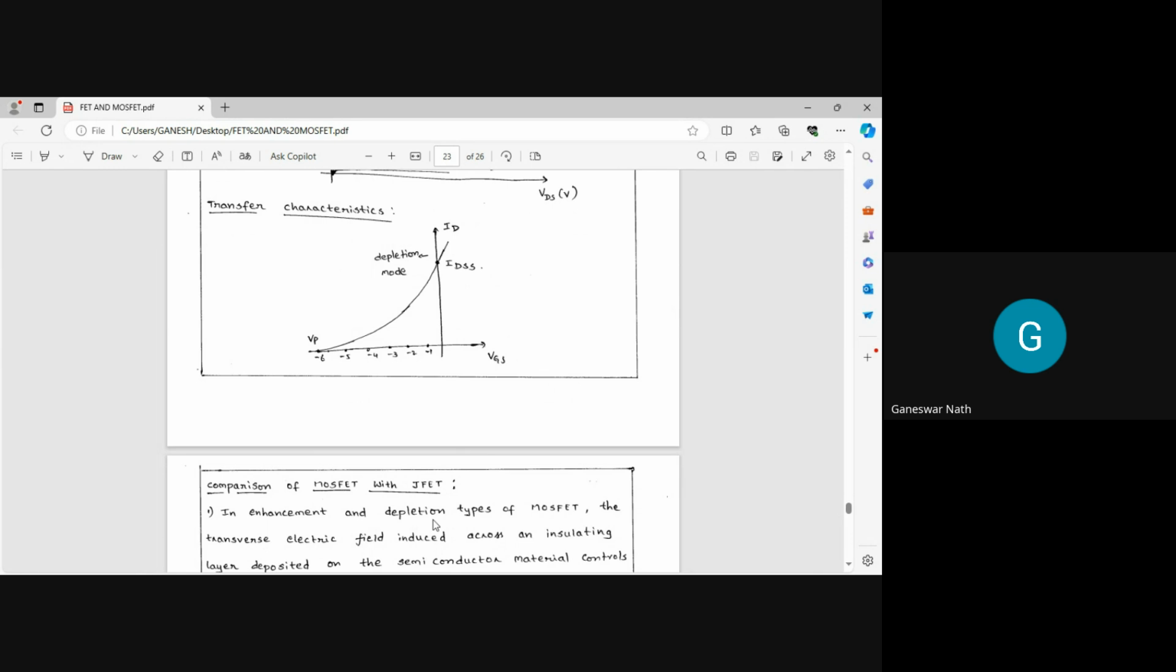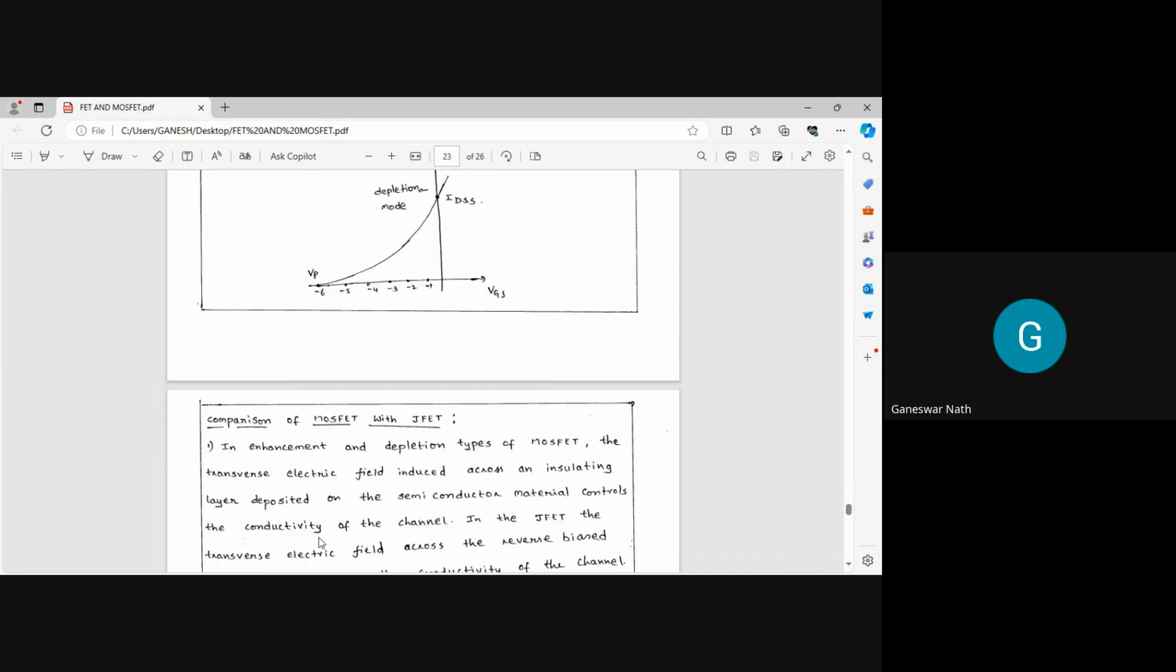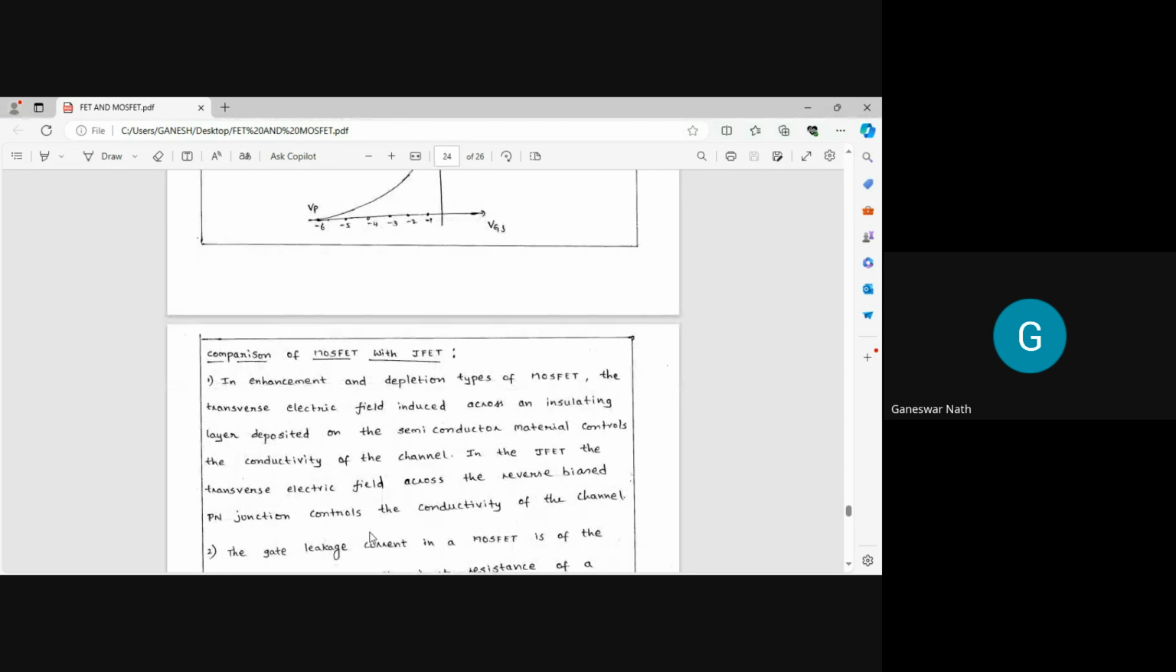In enhancement and depletion type MOSFETs, the transverse electric field induced across an insulating layer deposited on the semiconductor material controls the conductivity of the channel. In the JFET, the transverse electric field across the reverse-biased PN junction controls the conductivity of the channel.